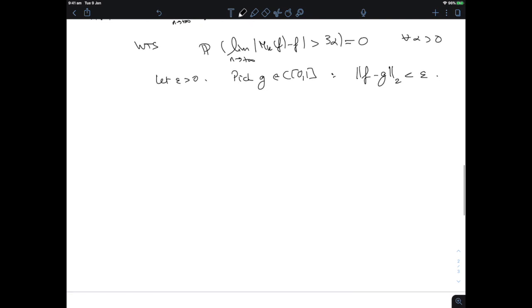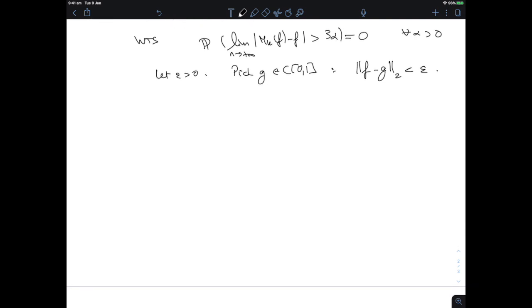Okay, so I'm picking such a g, and I need to prove that this probability cannot be large. Now notice the following, and that's the point of the 3. I need to consider the expectation of f given F_k, say at a point t, minus f of t.